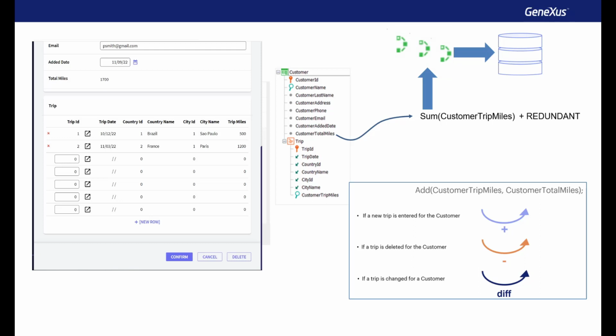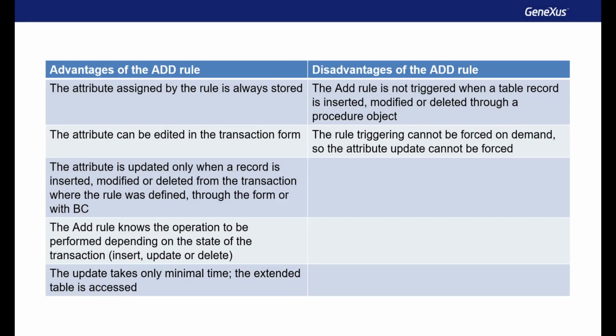Therefore, from the point of view of the update, and that the attribute is stored, updating the attribute by means of an add rule and defining it as a redundant formula are equivalent solutions. However, there are several differences to consider between using one way or the other. Now let's look at some comparative tables to help us consider the pros and cons in each case.